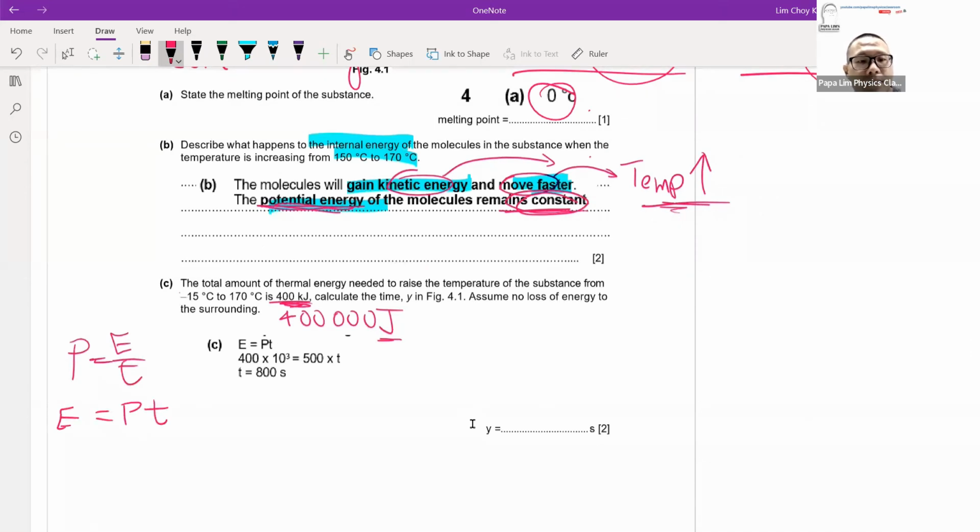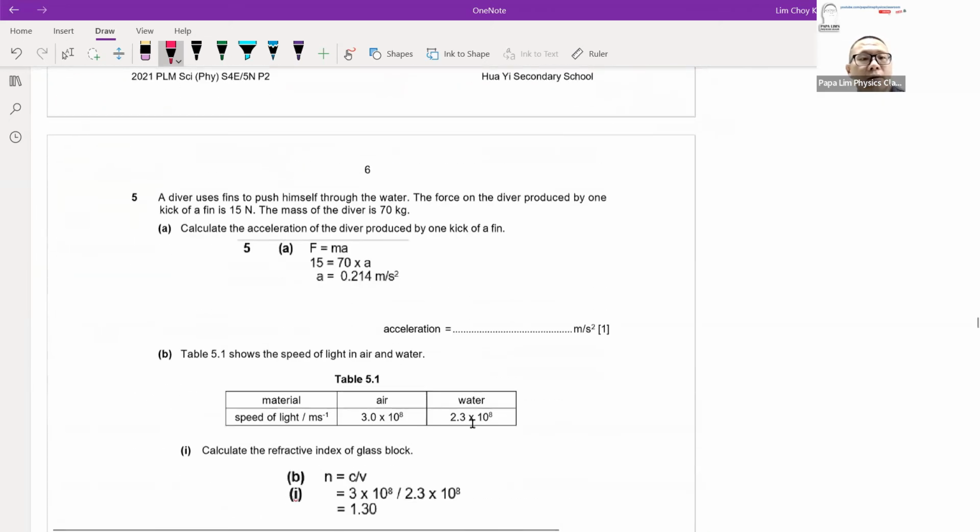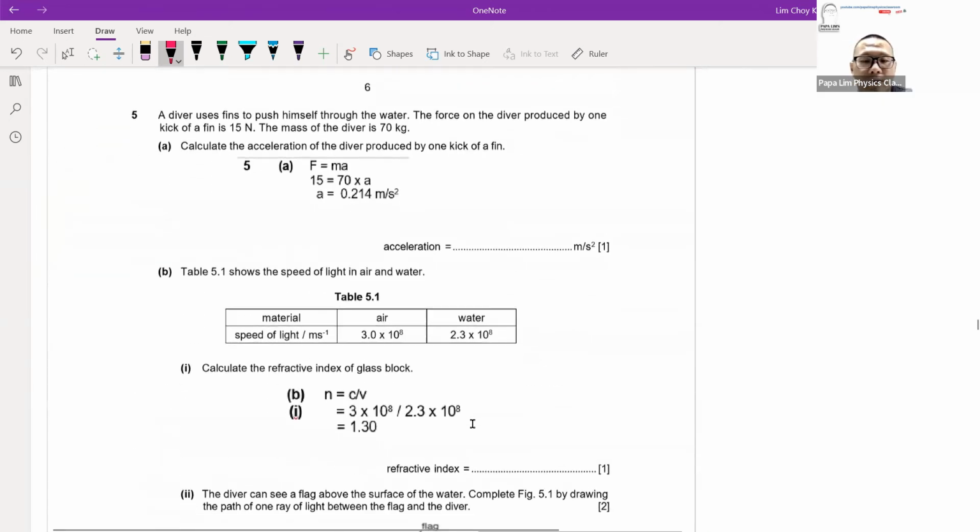So if I know that power is 500 watts, and I know the energy spent is going to be 400,000, I will be able to know the time taken. It will be 800 seconds by using the formula: power is energy divided by time. I should be able to calculate the answer here, quite easily done. Now the next question, we look at the diving question.